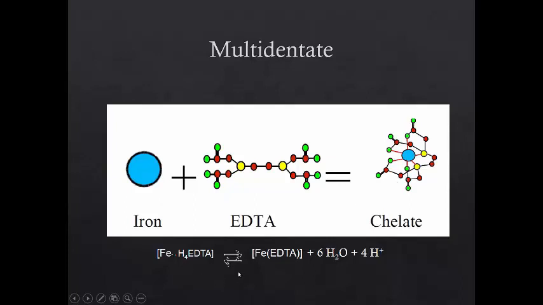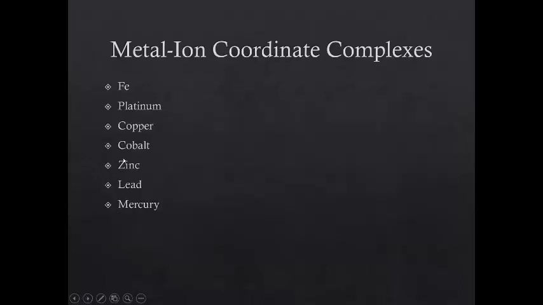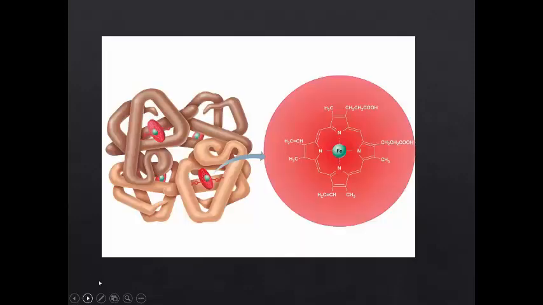So what we can see here is that we have iron with 4 hydrogens available, and then we have the iron EDTA with 6 waters and 4 hydrogens. All of these metal ions have ion coordinate complexes that we use as drugs. So I'm just going to go through a couple of these.